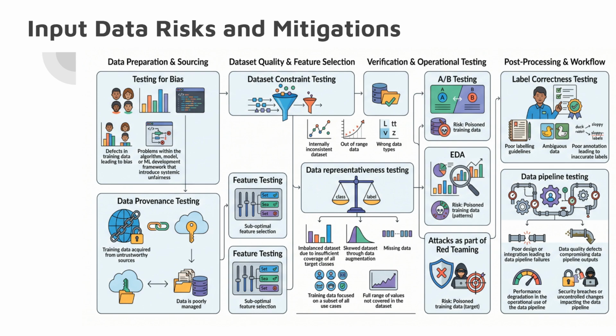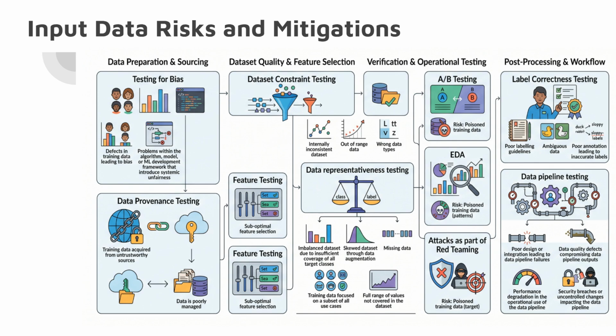Attacks as part of red teaming. Poisoned training data. Dataset constraint testing: internally inconsistent dataset, out-of-range data, wrong data types. Feature testing: suboptimal feature selection. Data representativeness testing: imbalanced dataset due to insufficient coverage of all target classes, skewed dataset through data augmentation, missing data, training data focused on a subset of all use cases, full range of values not covered in the dataset.